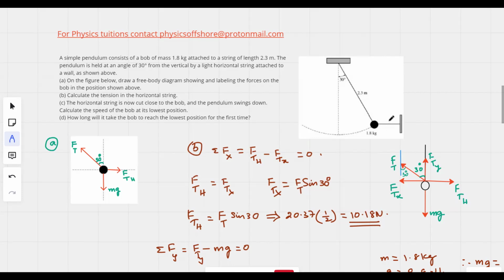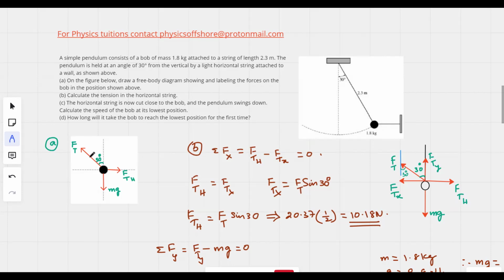Okay, so before going into the mathematical things, we will have to draw the free body diagram of the bob in this position. So, what are the forces acting on the bob? One is the weight acting downwards. Another one is the tension in the string, at an angle of 30 degrees. Another one is the tension along the horizontal direction.